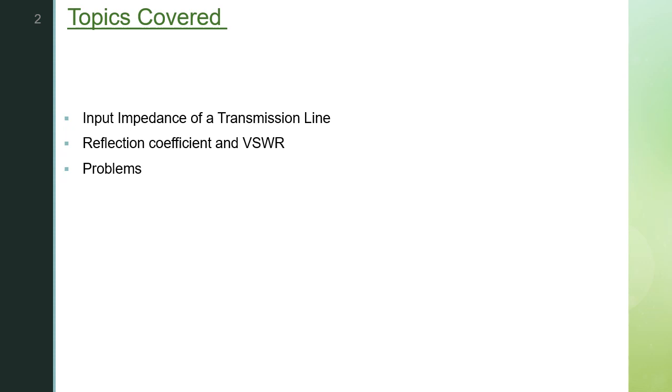In the previous lectures, we have discussed the basics of transmission lines, the transmission line equations, and the solution to the transmission line equations, and we learned two special types of transmission lines, namely lossless transmission lines and distortionless transmission lines. In this lecture, we'll be seeing what the input impedance of a transmission line is, and also the parameters reflection coefficient and standing wave ratio.